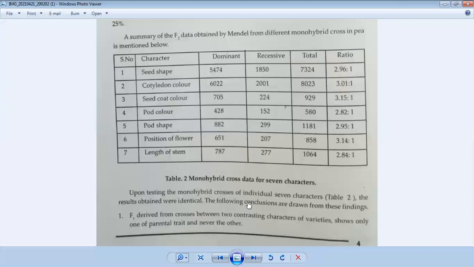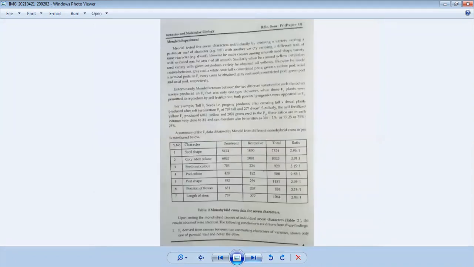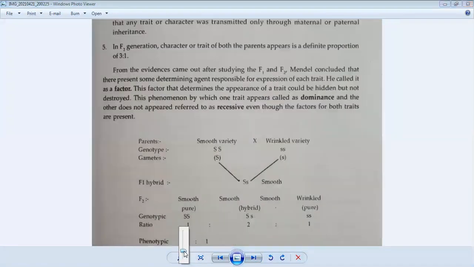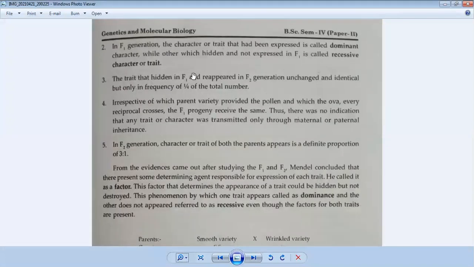Upon testing the monohybrid cross of the individual 7 characteristics, the results obtained were identical. The following conclusions are drawn from the findings. The F1 derived from the cross between two contrasting characters of the variety shows only one parental trait and never the other. That means in the F1 generation it shows only a single character: one character was expressed and the other was not.